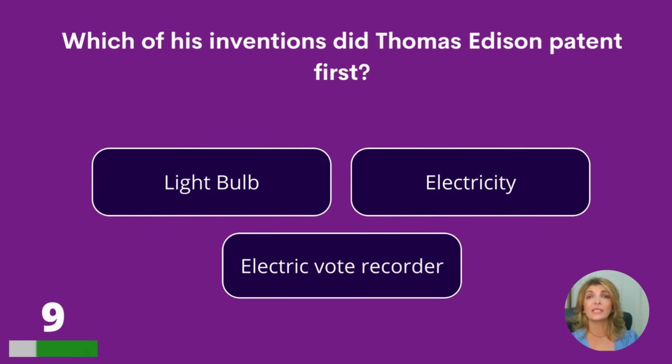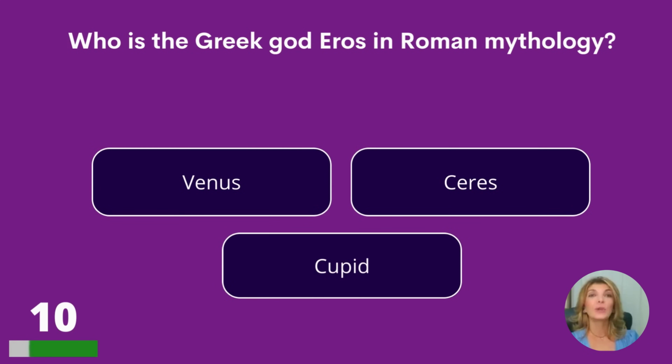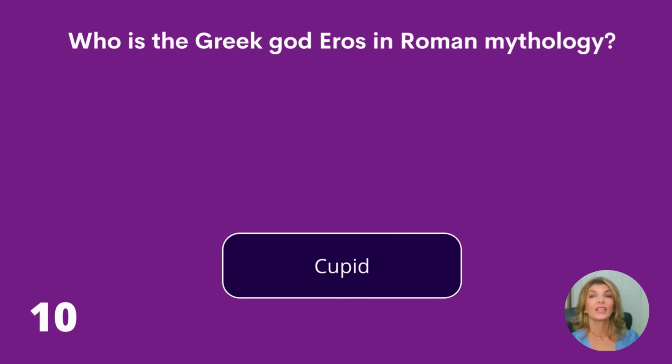Which of his inventions did Thomas Edison patent first? The light bulb, electricity, or electric vote recorder? The electric vote recorder. Who is the Greek god Eros in Roman mythology? Venus, Ceres, or Cupid? Cupid.